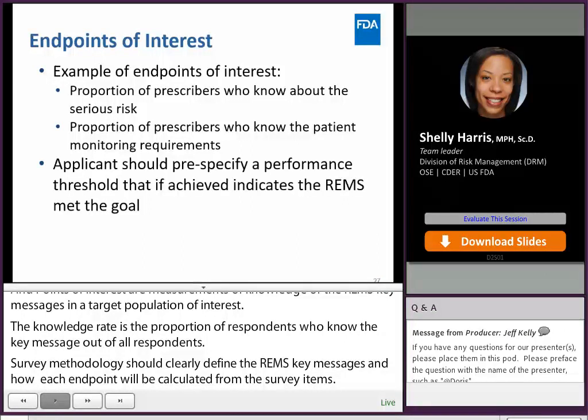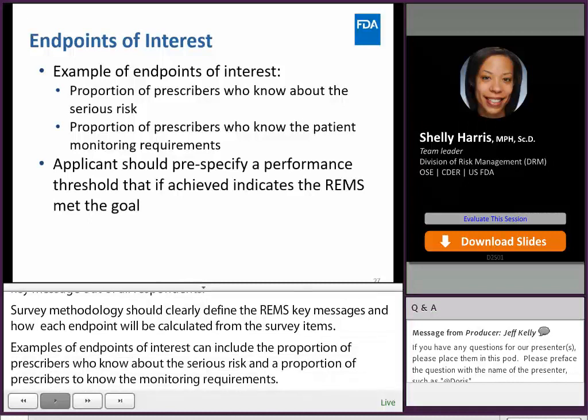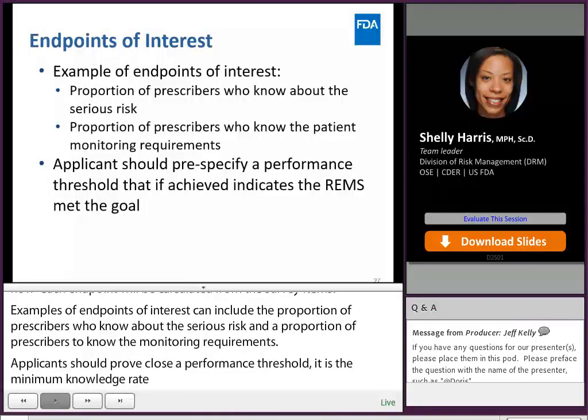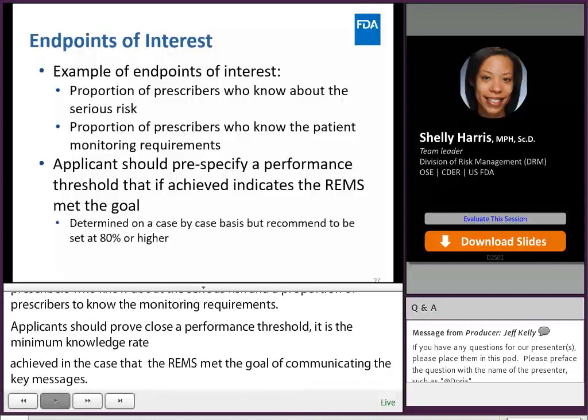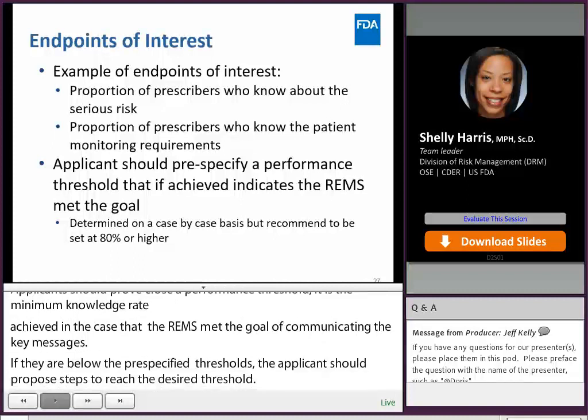Applicants should propose a performance threshold. This threshold is the minimum knowledge rate that, if achieved, indicates the REMS met the goal of communicating the REMS key messages. If the knowledge rates are below the pre-specified thresholds, the applicant should propose steps to reach the desired threshold. The threshold should be determined on a case-by-case basis, but it is generally acceptable to be set at 80% or higher for each key message.